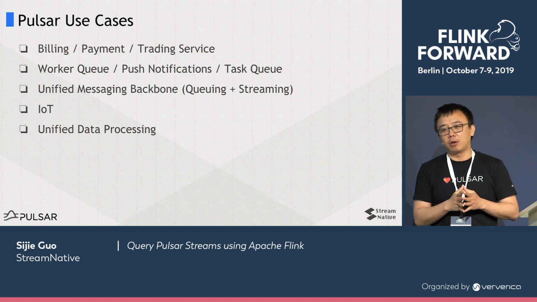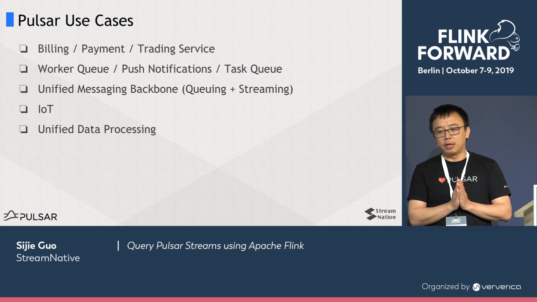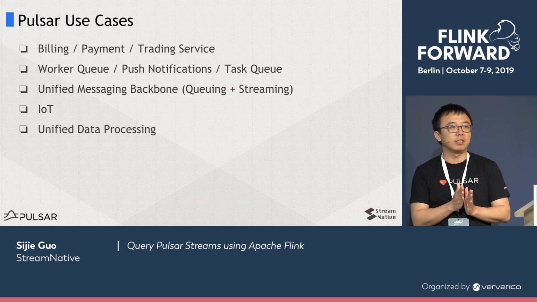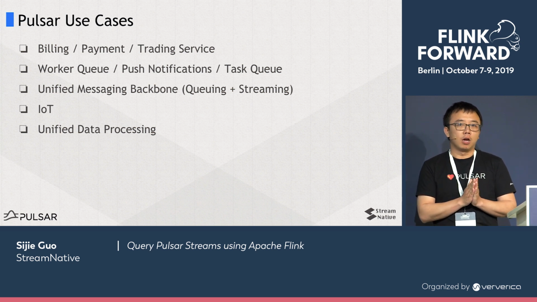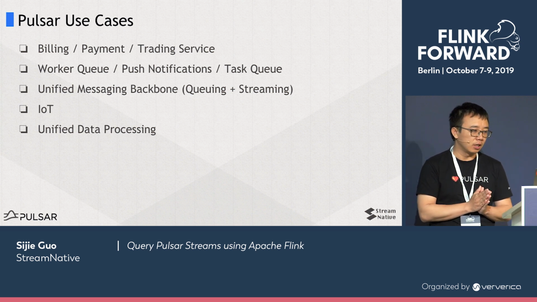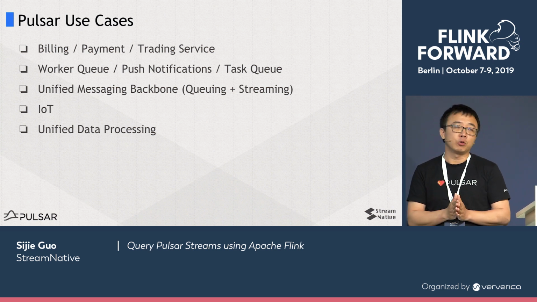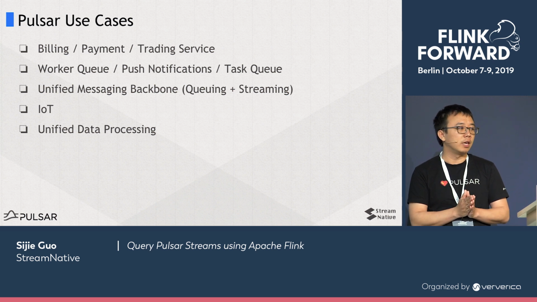We see people initially think about Pulsar as a messaging system. And the use case that we have been seeing is mainly in some core online business like billing, payments, or trading services, because people go for Pulsar for its stronger durability and stronger consistency. But because it's a unified messaging model, it can be used in a lot of traditional messaging use cases like worker queue, push notification, task queue.